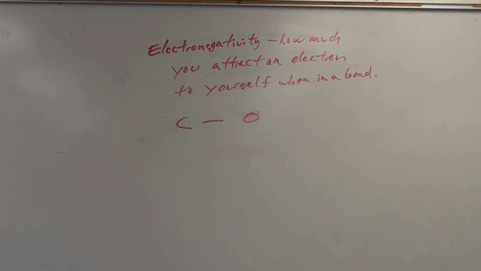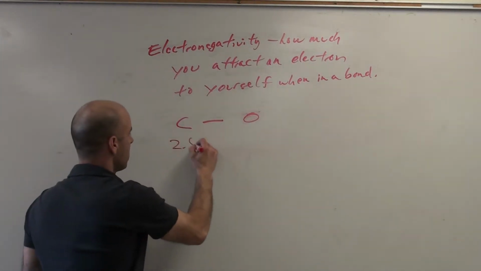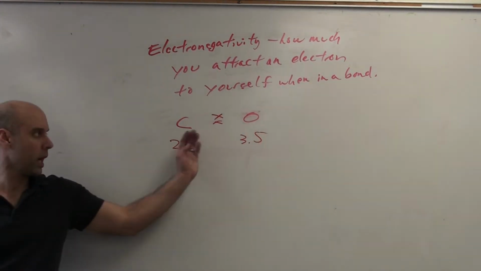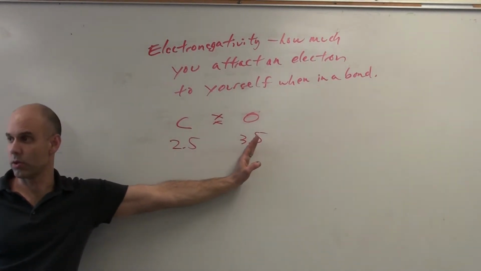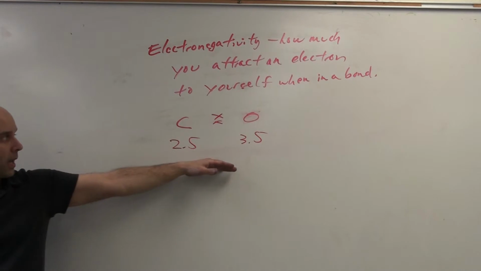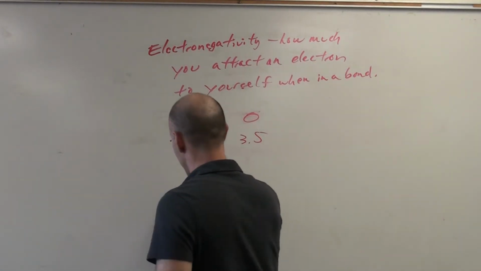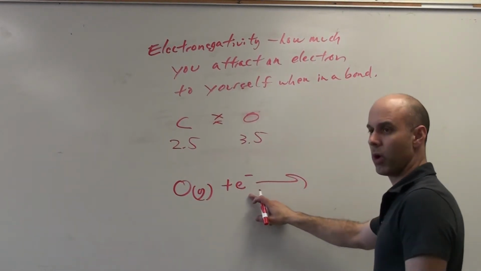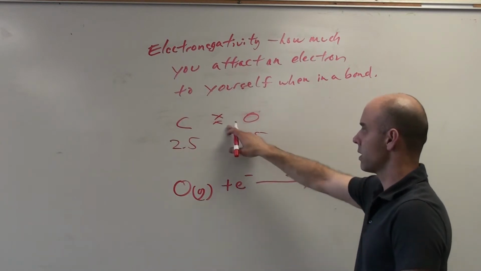Trying to find the values here. Carbon is 2.5 and oxygen is 3.5. You've got a shared pair of electrons in there. The oxygen is going to pull the electrons closer to it. So, electron affinity is how much that monatomic oxygen wants an extra electron. That's electron affinity. This is electronegativity.